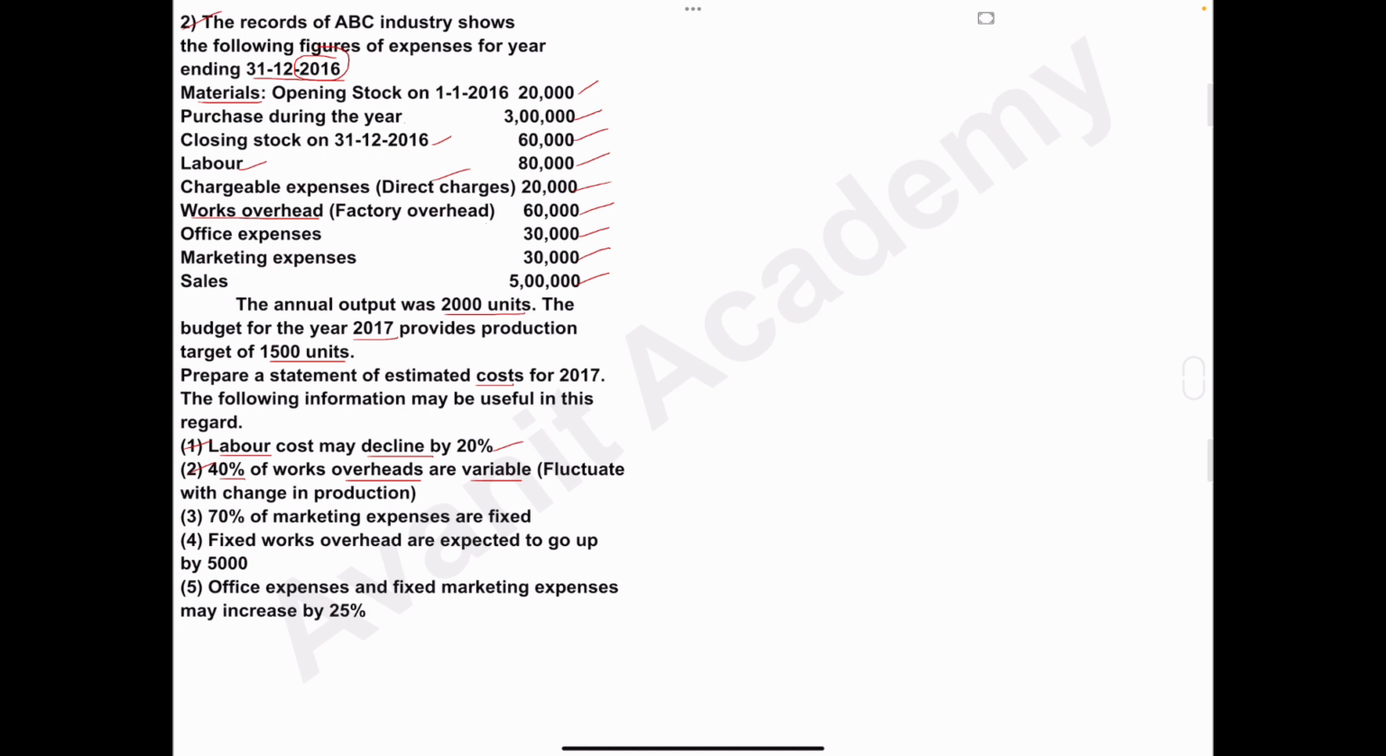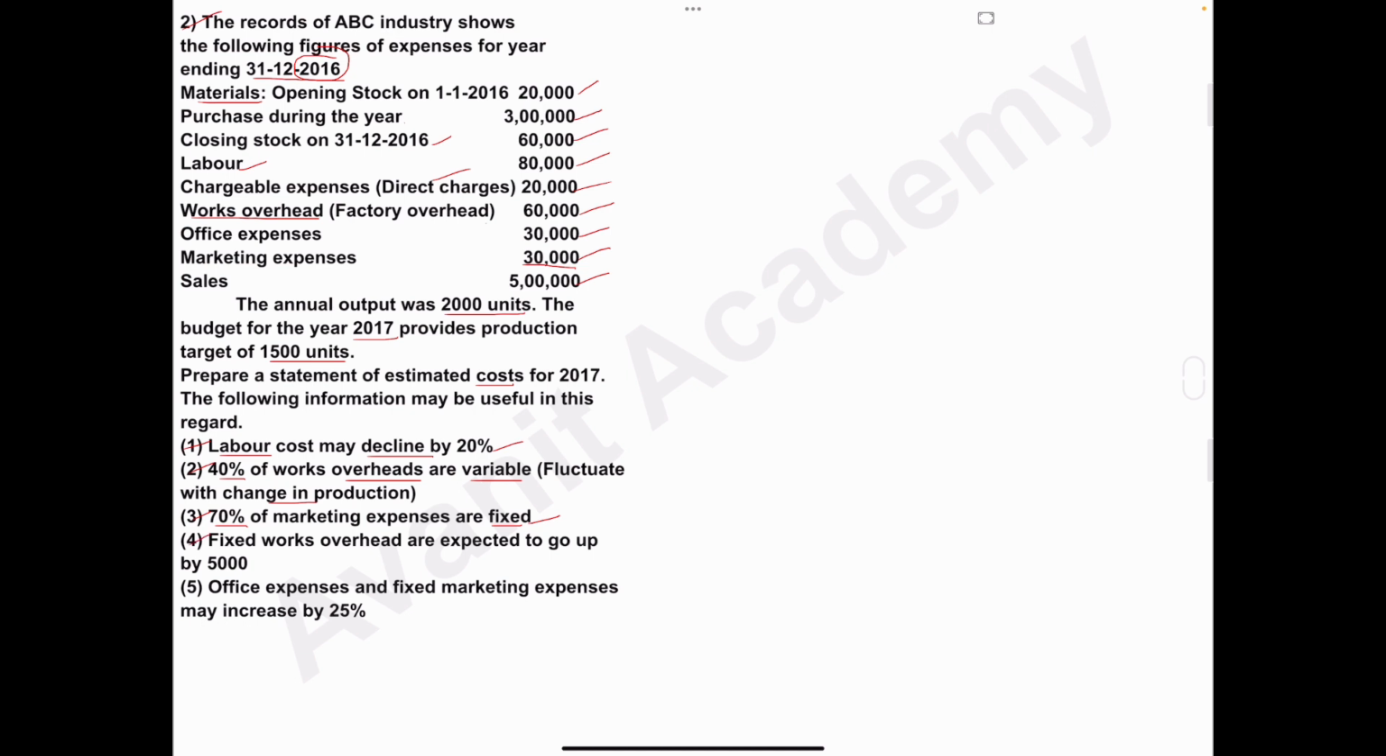See, in bracket, fluctuate with the change in production. This variable overhead will fluctuate according to the production. Third, 70% of marketing expenses are fixed. Marketing expenses amount is 30,000. Of this 30,000, 70% we have to take as fixed marketing expenses and the remaining, 100 minus 70, is 30%. 30% we have to take as variable marketing expenses.